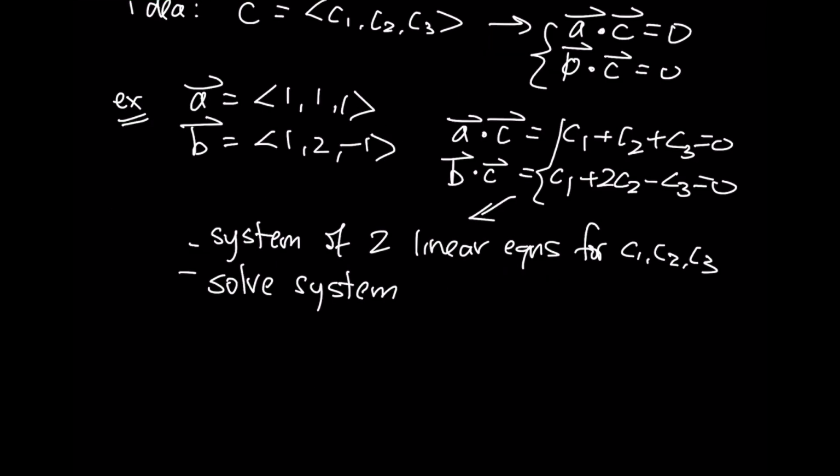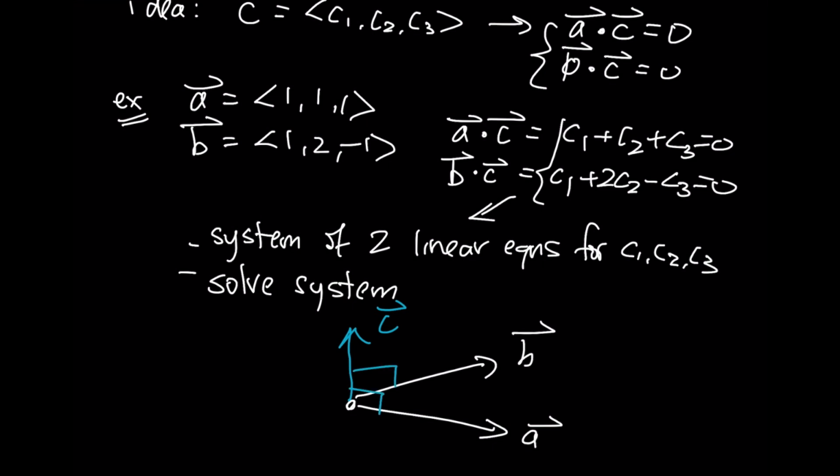I want you to realize that solving this system isn't just going to produce one answer. Here's A and here's B. We are interested in some third vector C that's perpendicular to both of them. The picture that I've drawn here is just one of the answers. I could draw a vector that's a little bit shorter or a little bit longer, or points down a little bit. There are infinitely many solutions.